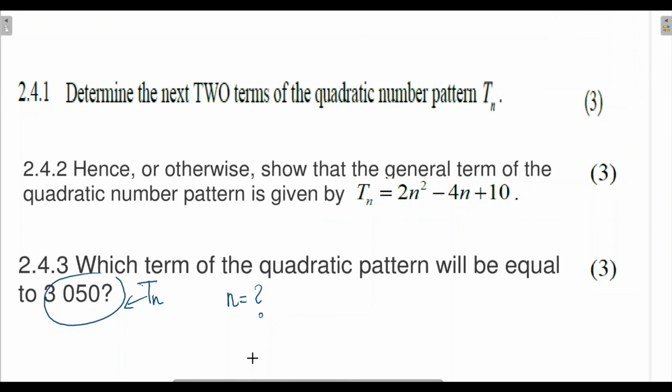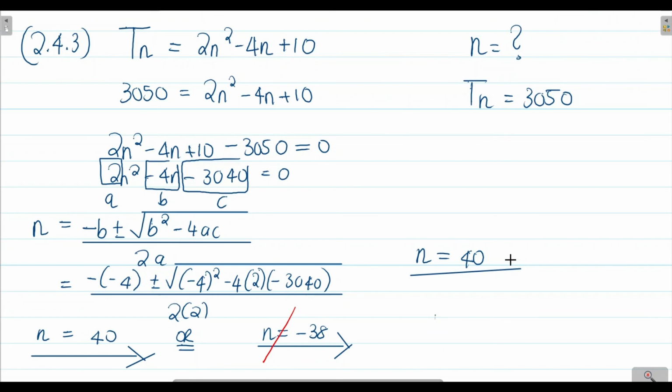Okay, so which term of the quadratic pattern will be equal to 3050? That term will be term 40. Term 40 will be equal to 3050. And that is your final answer.